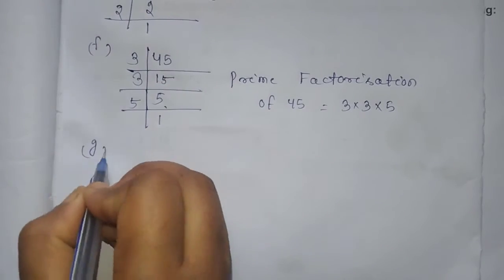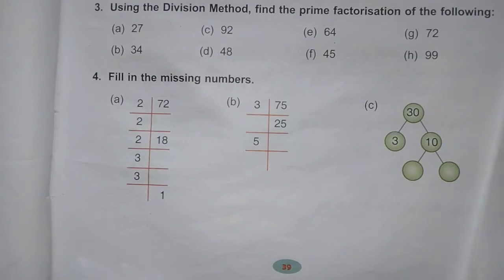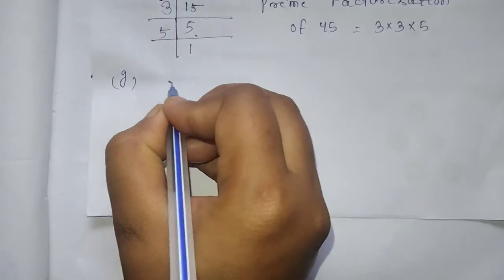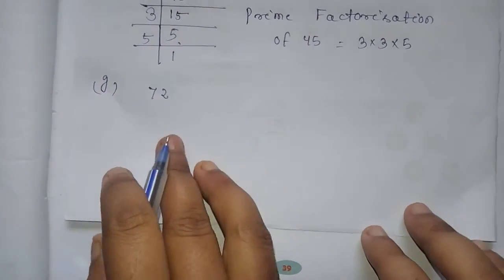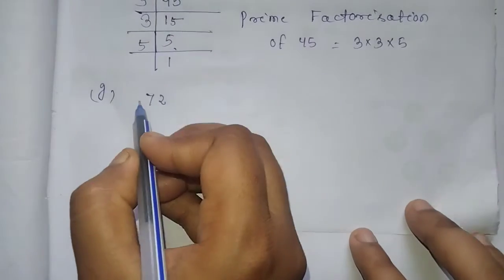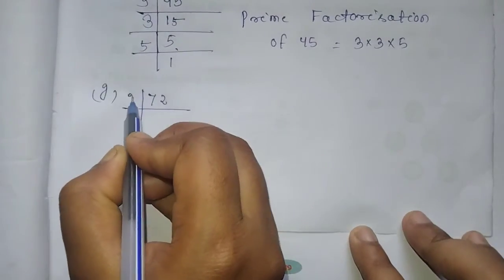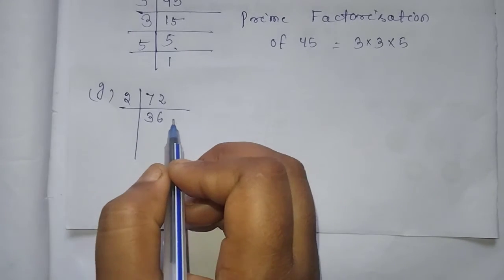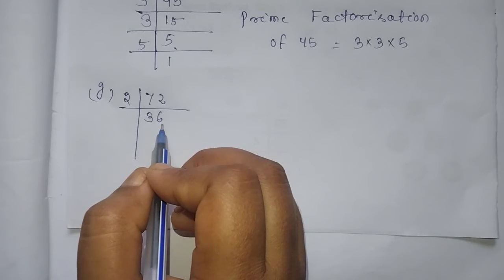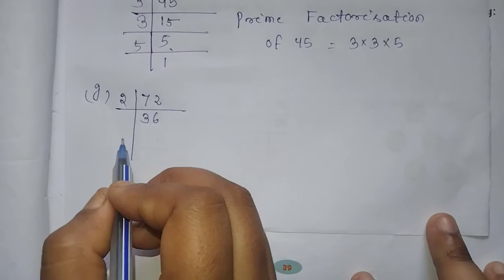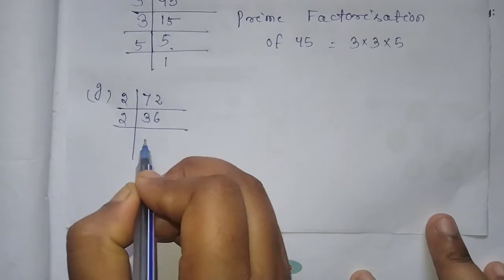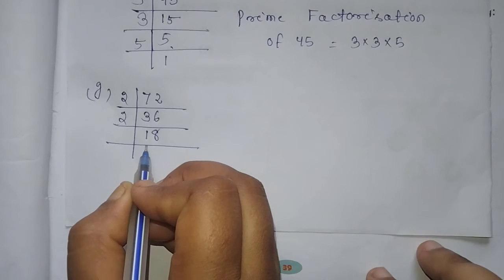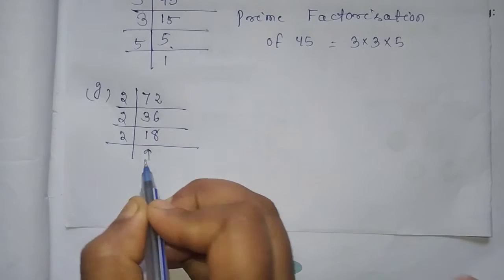Then G, 72. First we divide 72 by the prime number 2. 2 3s are 6, 2 6s are 12. And write the quotient below, 36. Then divide 36 by the prime number 2. 2 1s are 2, 2 8s are 16. Then divide 18 by the prime number 2. 2 9s are 18.